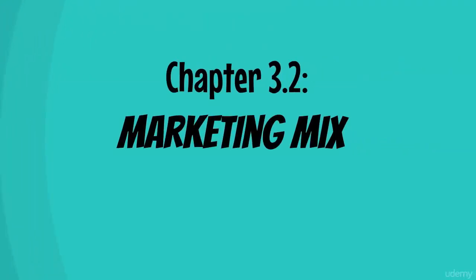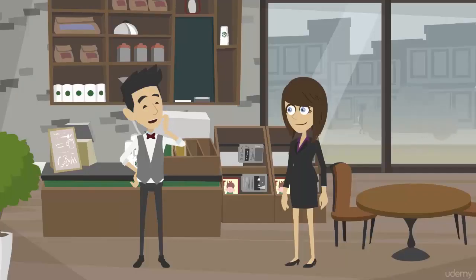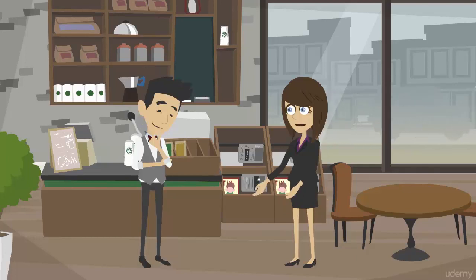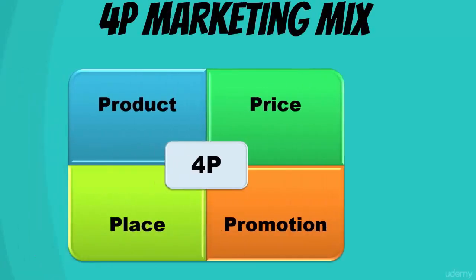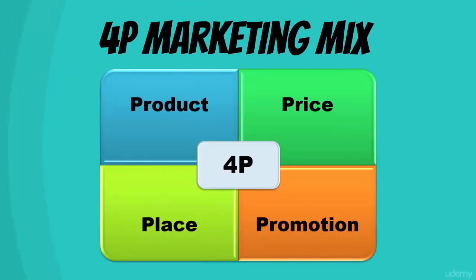Chapter 3.2. Marketing Mix. What should I do after the STP process? You should do marketing mix after the STP process. The 4P is a typical method of marketing mix. 4P? Yeah, the 4P stands for product, price, place, and promotion. Product, price, place, and promotion.